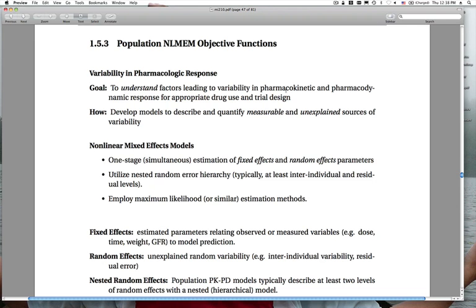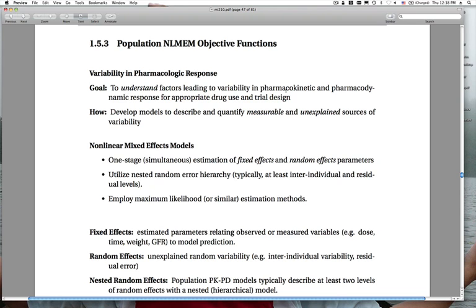Well, remember that our goal here, we stated in the first lecture, is to understand factors that lead to variability in PK and PD so that we can appropriately use the drug or appropriately design the next study. And the way that we want to do that then is to develop models that quantify the measurable sources of variability, those things that we can measure and predict, and also the unexplained sources of variability, those things that we can't predict, but we can at least quantify. If we can understand both of those pieces, we have a better understanding of how to control the variability.